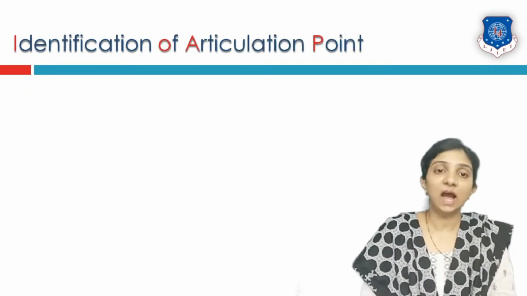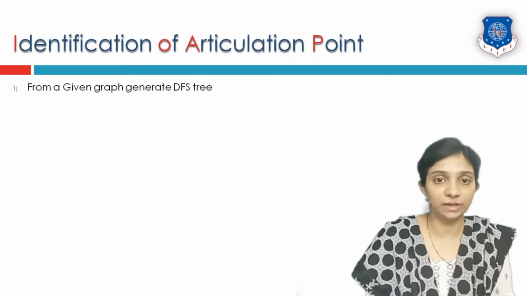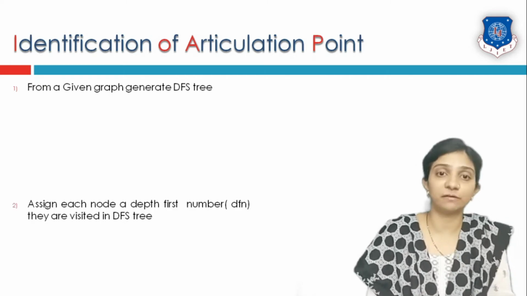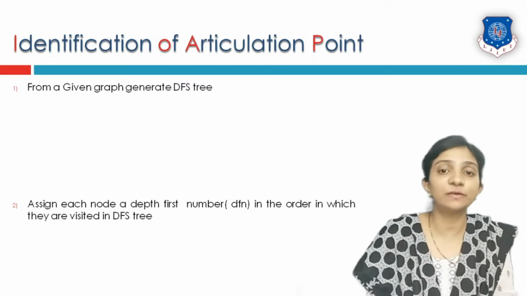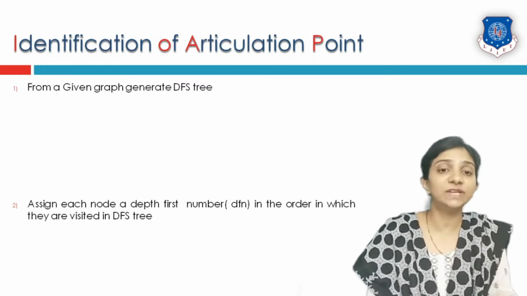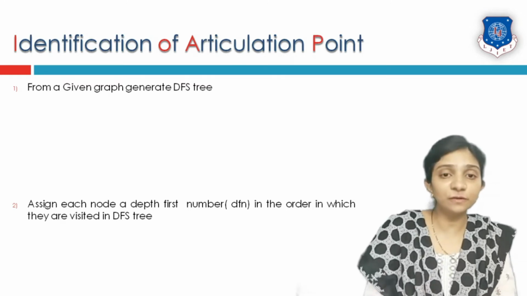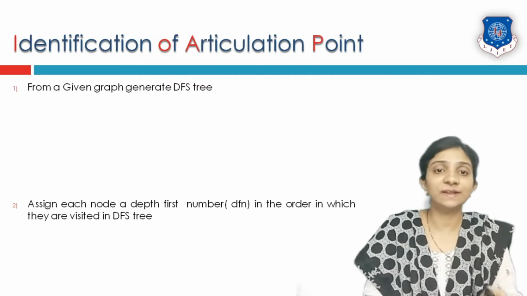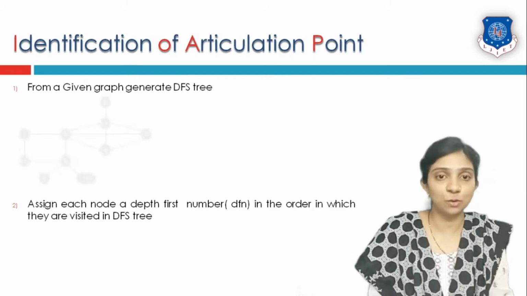Now let us see how to identify articulation points of any given graph. The first step is to generate a DFS tree of the given graph and assign each node a depth first number, the order in which we are going to visit them. For example, if we are visiting the first node, the DFN number will be 1. The first adjacent will get number 2, its next adjacent will get number 3, and so on.